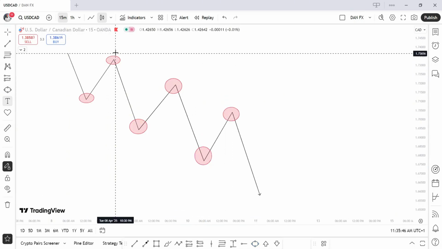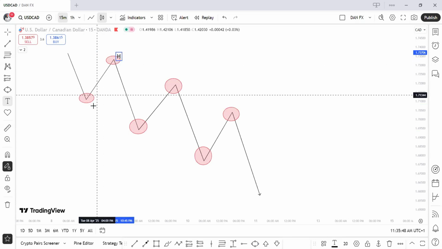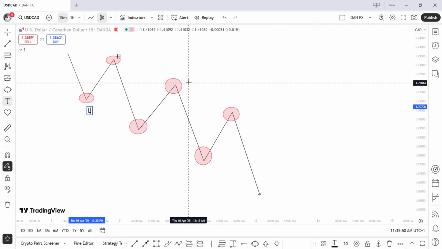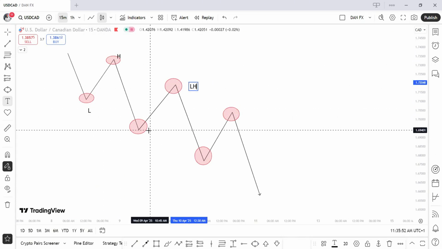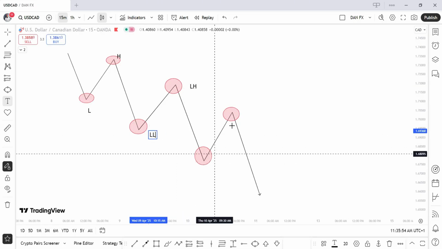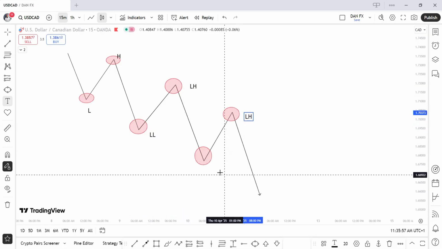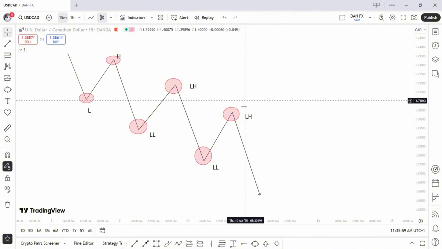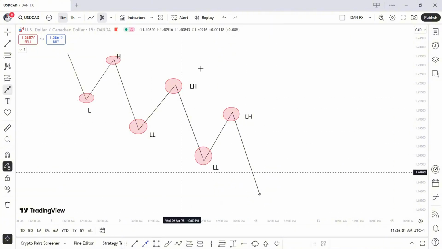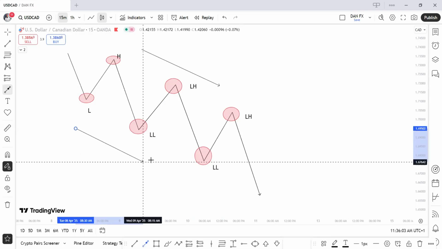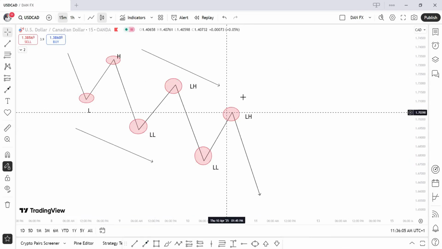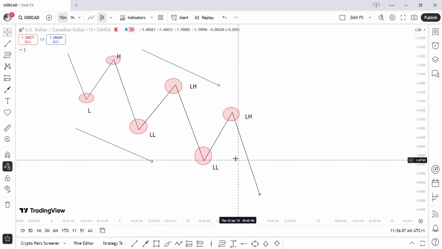Let's put the abbreviations. So we have a high, we have a low, we have a lower high, we have a lower low, we have a lower high, and then we have a lower low. So this is a characteristic of a downtrend. Now we can see that price is going all the way to the downside. So now if this is going to change to an uptrend, what do we have to see?